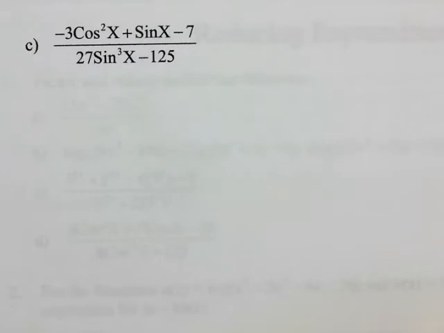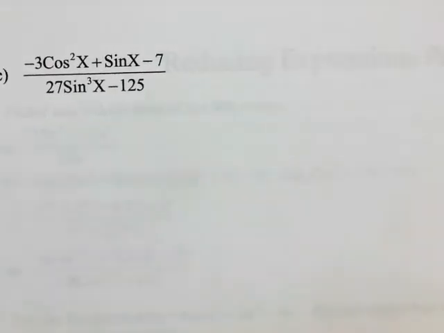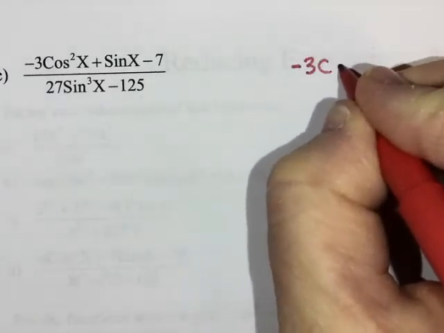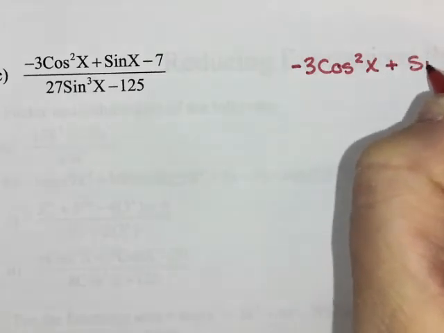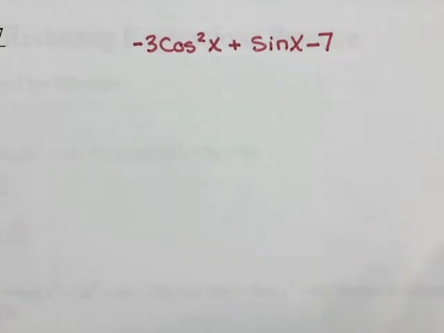Okay, on the last one, I didn't separate, like take them off to the side to factor. I just did it in place because the exponentials just needed a common factor. I don't think we're going to be so lucky here. So I think I'm going to take the first one off to the side and see what we can do with it. And then we'll take the second part off to the side and see what we can do with it. So I have negative 3 cos squared x plus sine x minus 7. And that's what I want to factor.